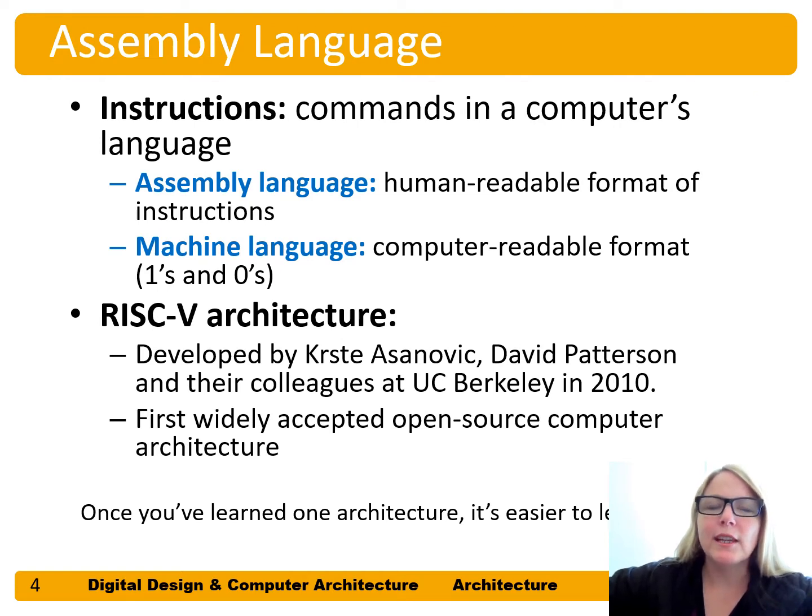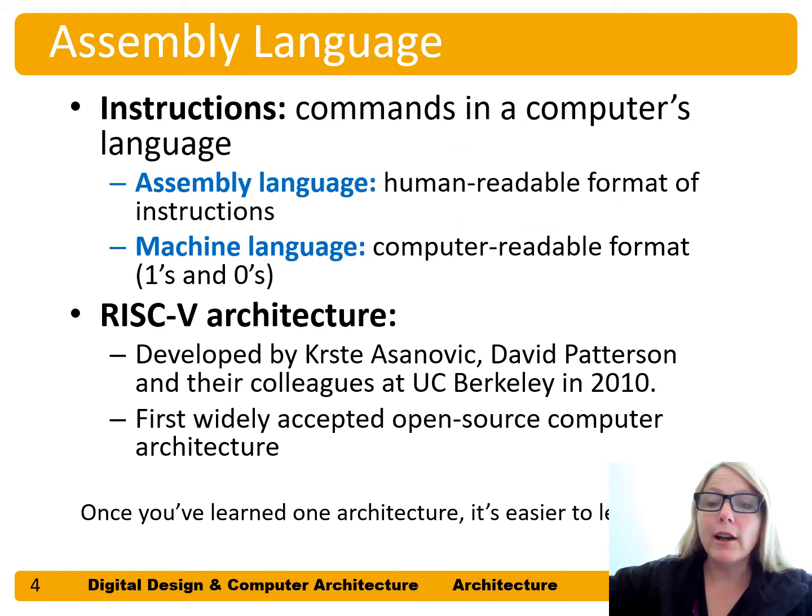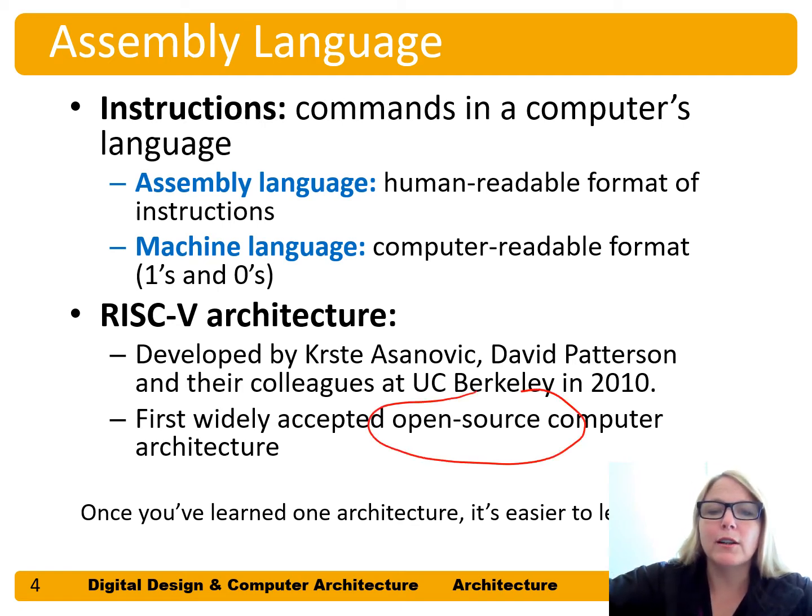So assembly language is the language that we use to command a computer. So these are instructions, and assembly language is the human readable format, and machine language is how we encode that human readable format into ones and zeros. And we'll talk about the RISC-V architecture, which was developed by Krste Asanović and David Patterson and their colleagues at UC Berkeley in 2010, and its development is actually still ongoing. And it's the first widely accepted open source computer architecture. And the reason it's called RISC-V is because it's the 5th RISC architecture developed at Berkeley. And once you've learned one architecture, it's much easier to learn others.